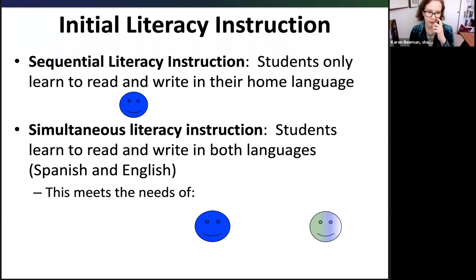And so sequential literacy instruction only addresses the needs of sequential bilinguals, whereas simultaneous literacy instruction addresses the needs of a much broader group of students. Plus, it reflects the most recent research that we have in biliteracy, which is that students can learn to write at the same time in two languages without getting confused. However, we as the educators have to set the stage for that to be successful. So I'm going to show you some of those things we need to do.